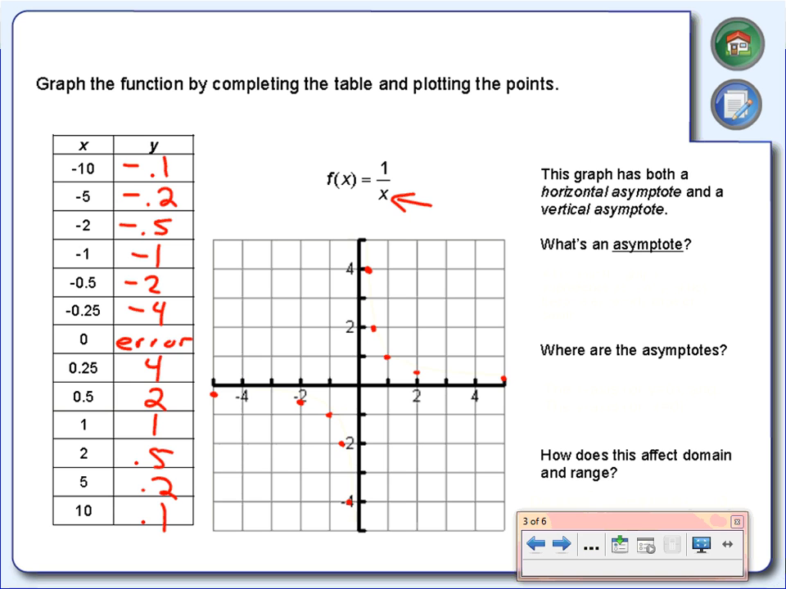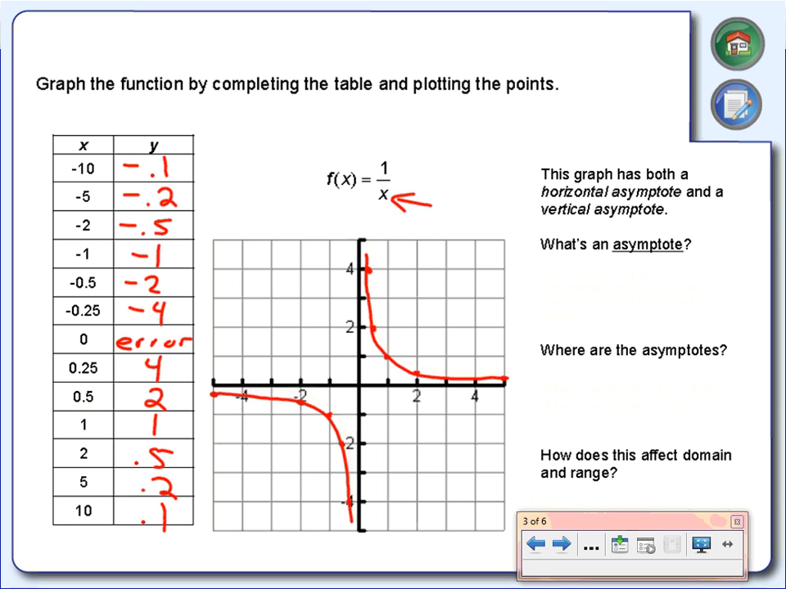So let's go ahead and connect these points and see what kind of graph we get. So I'm going to connect these dots here. Remember, we said we cannot graph zero error, so we've got a little bit of a gap here. There is nothing that we're going to connect. We're going to come back up here to the top and connect these points here.